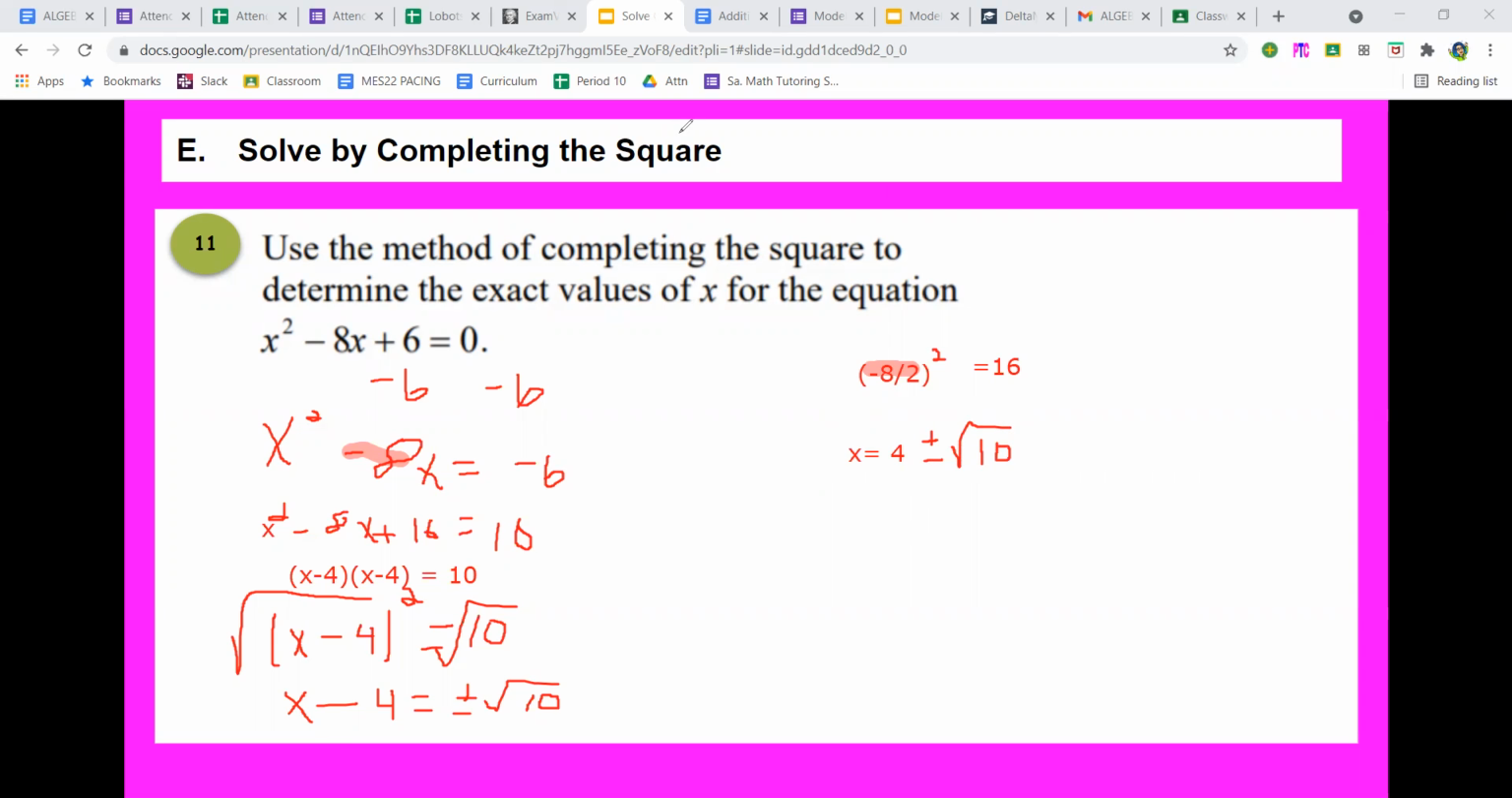Again, I have to look at my radicand, the number underneath, and consider, are there any perfect squares that are factors of 10? So like 4, 9, 16. In this case, no. So therefore, this is our final answer.